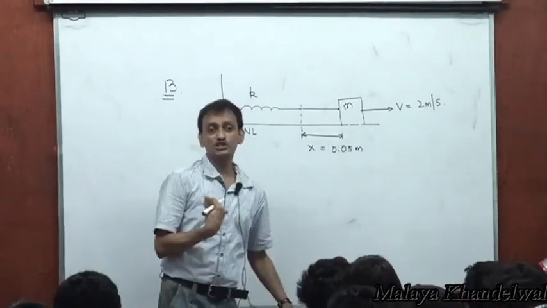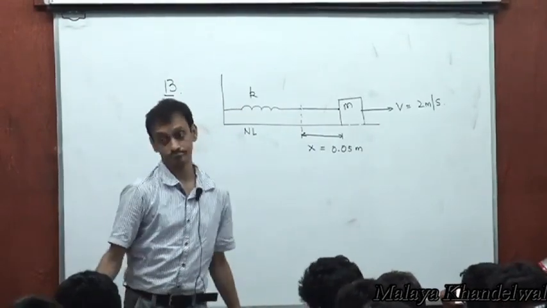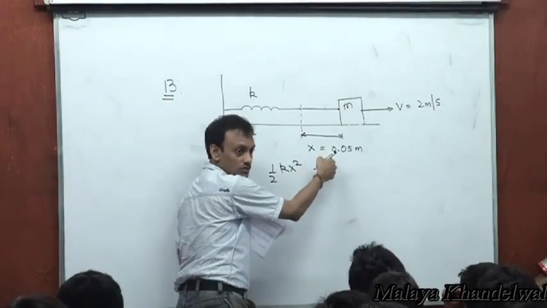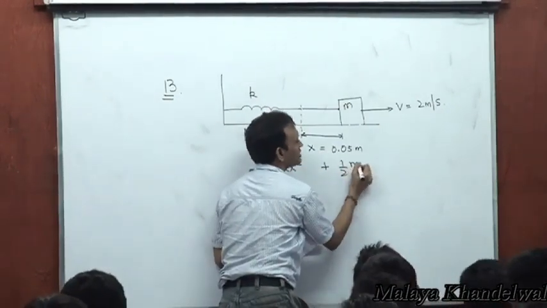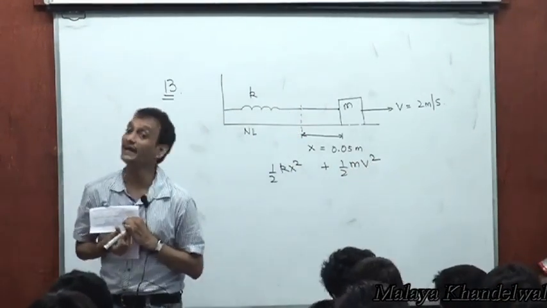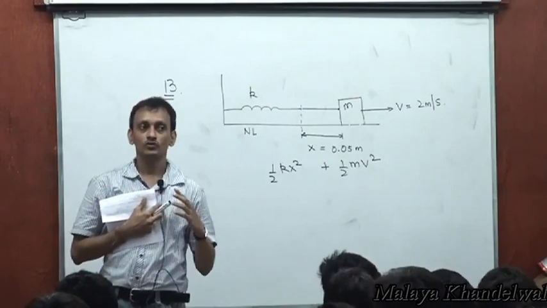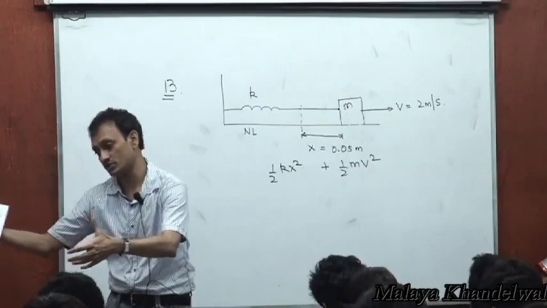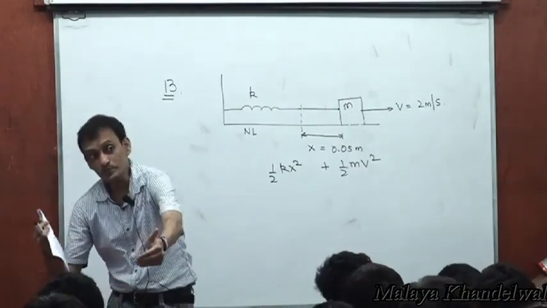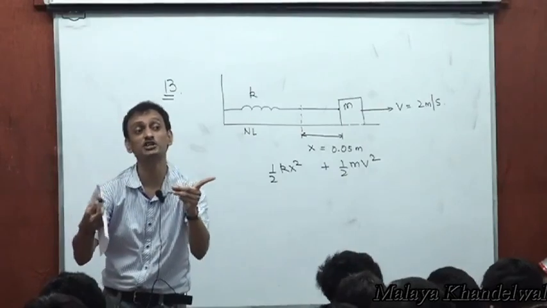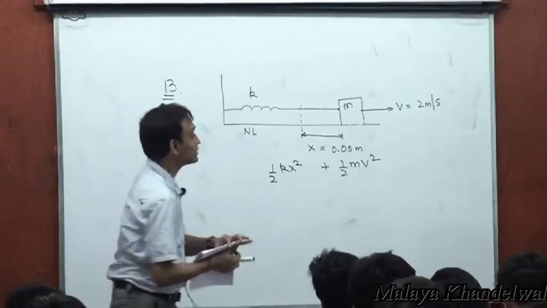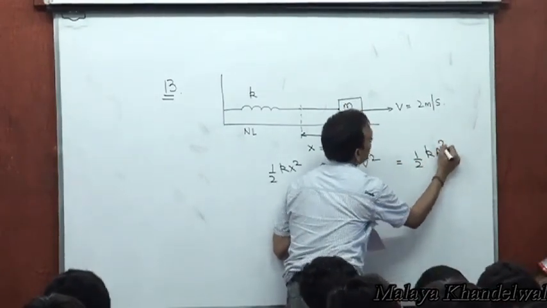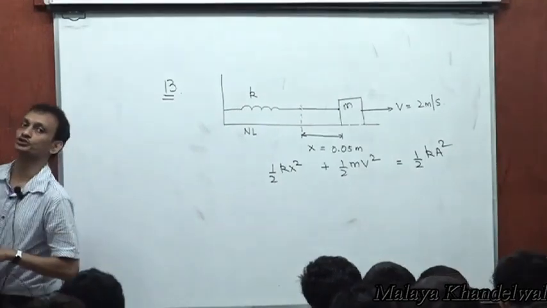Okay, now what's the total energy that you are supplying to the system? Half kx squared plus half mv squared. That's the total energy that you're supplying to the system at any point of time. This is the total energy that's exchanged between elastic potential energy and kinetic energy, right? At the amplitude position, this entire energy gets translated into elastic potential energy, right? That means if A is the amplitude, then at the amplitude position, this must be equal to half k A squared. That's what you do. All right.